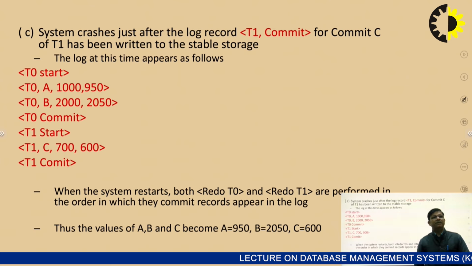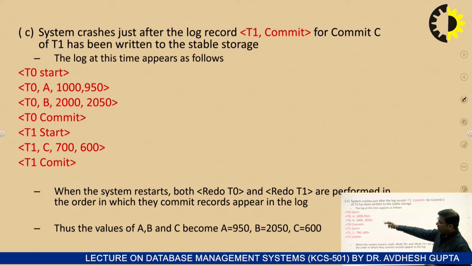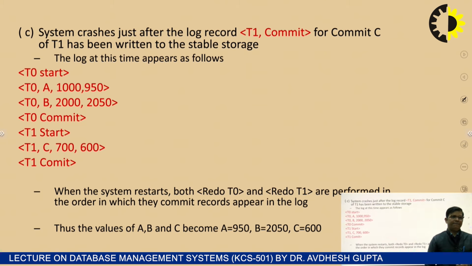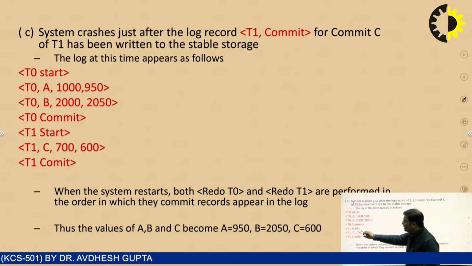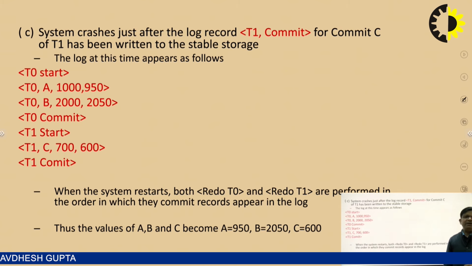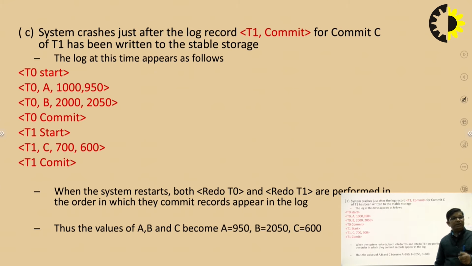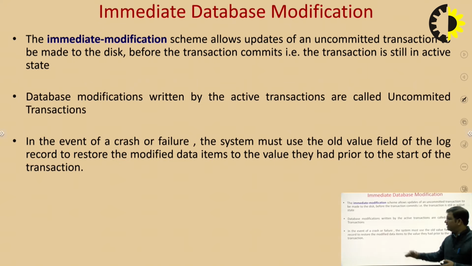The third case: the system crashes after T1 is committed. It means both transactions, T0 and T1, have been committed. When the system restarts, it redoes T0 and redoes T1. Both transactions have to be redone because both have been committed. So the new value of A is 950, the new value of B is 2050, and the new value of C is 600, which should be reflected in your hard disk. So this is the recovery process for three different cases.